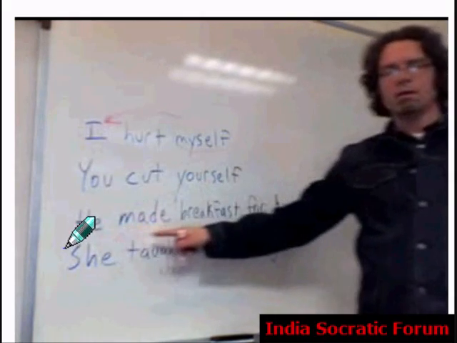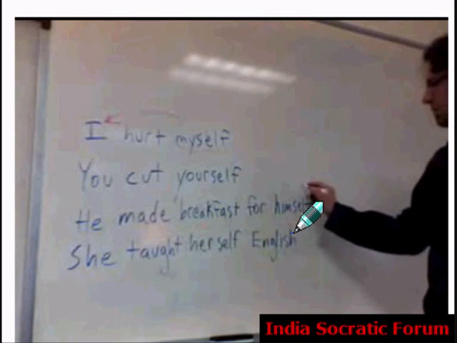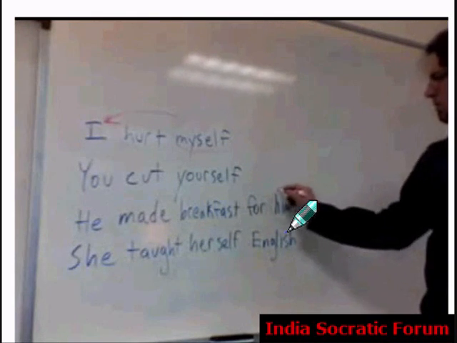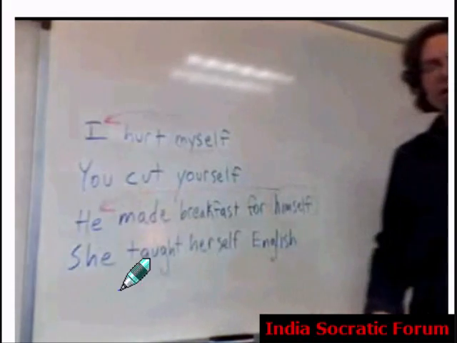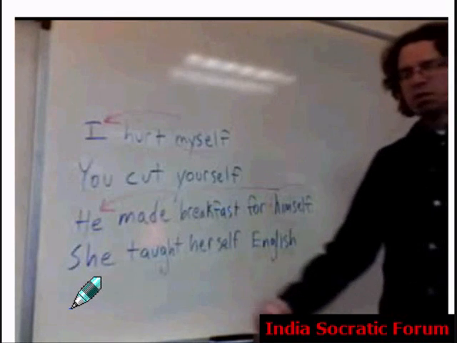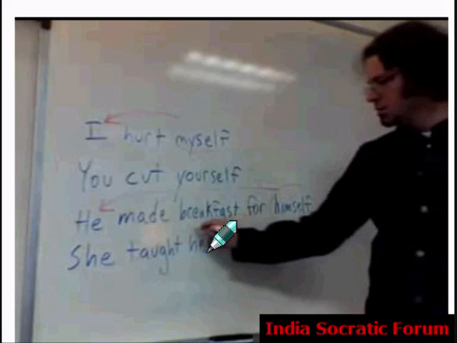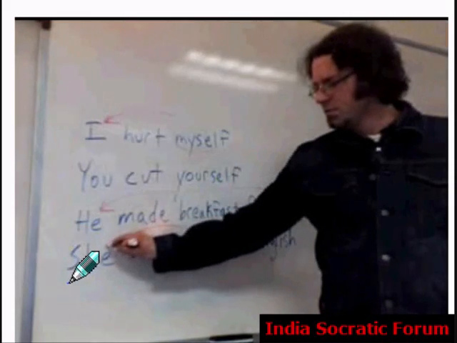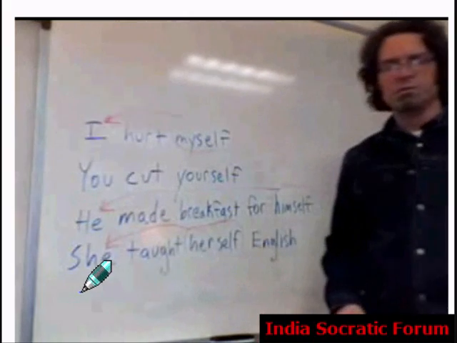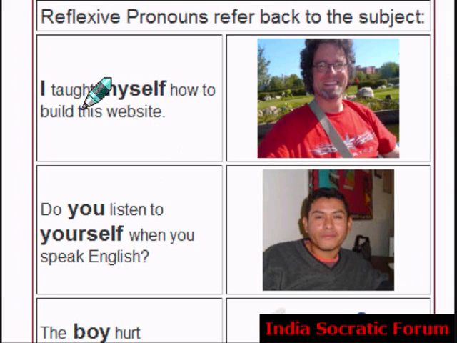That is another one. He made breakfast for himself. For a man, it's he. So himself refers back to the subject he. And for a she, it is she taught herself English. Herself reflects back to the subject she. Okay? More examples.